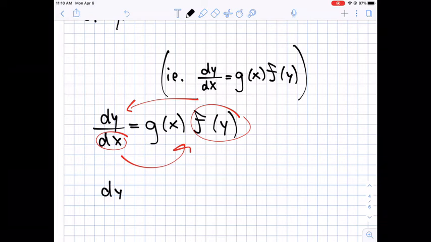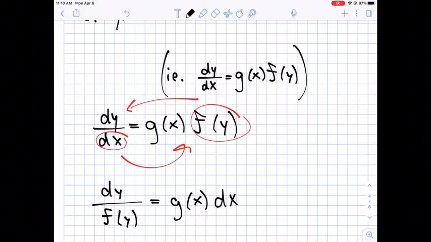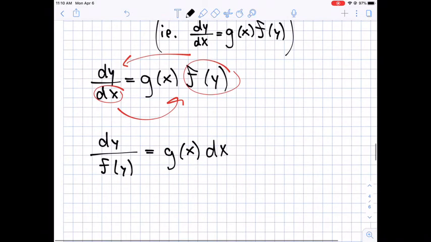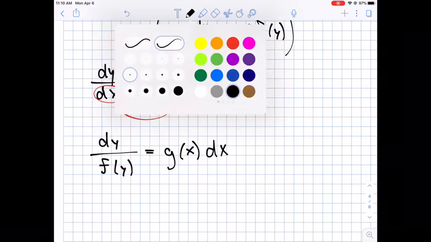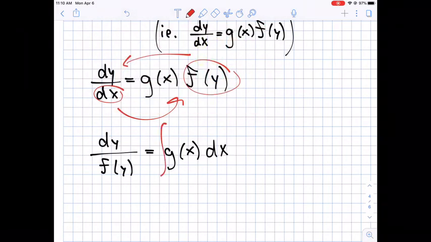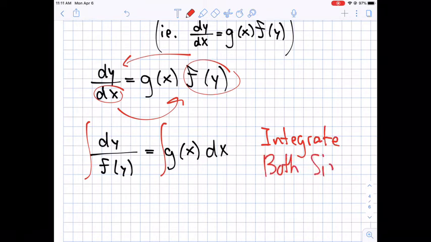So to bring over the f of y, we actually need to divide by f of y. So on the left we have dy divided by f of y. On the right we have g of x multiplied by dx. And now that we have further separated x from y, at this stage all you're going to do is integrate both sides. Okay, so that's really the last step here. We integrate both sides. And then you'll be putting in your plus c, and ideally solving for y as a function of x.